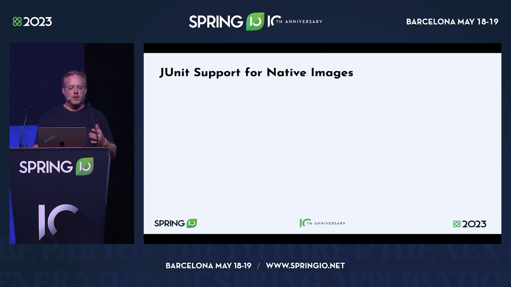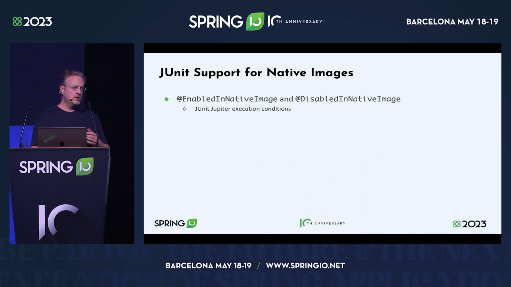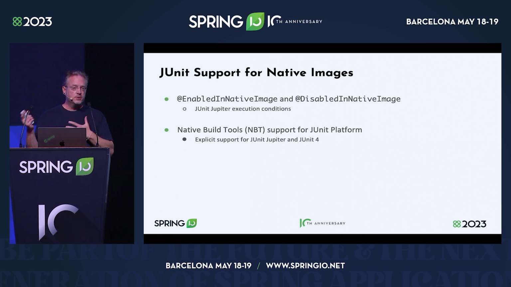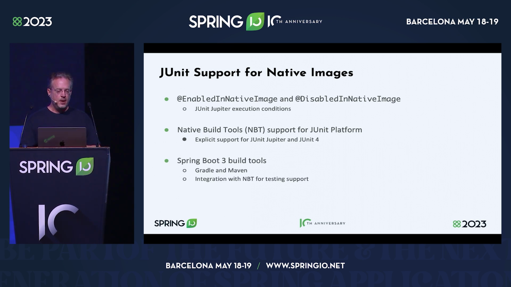So just a bit of a summary on the options you have for JUnit support within native images. As mentioned before, JUnit itself provides these two annotations to decide if the test should run in a native image or not. We have the native build tools for building our actual tests into a native image and then running them in the native image for JUnit Jupiter and JUnit 4. And we have the Spring Boot build tools. So starting with Spring Boot 3.0, Gradle and Maven are supported, and they integrate directly with the native build tools.